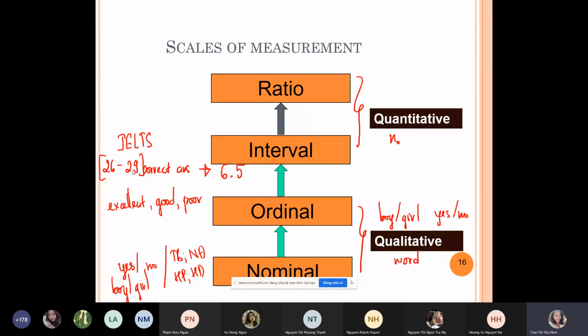And for the last scale, it is ratio. When the data have all the properties of interval data, and the ratio of two values is meaningful. Like how old are you, for example. So you can collect the number only. Variables such as distance, height, age, weight, and time use the ratio scale of measurement.